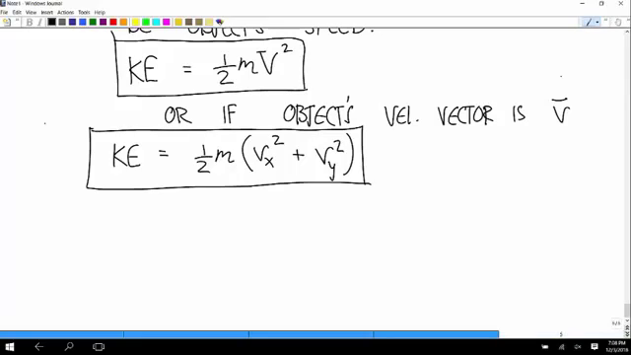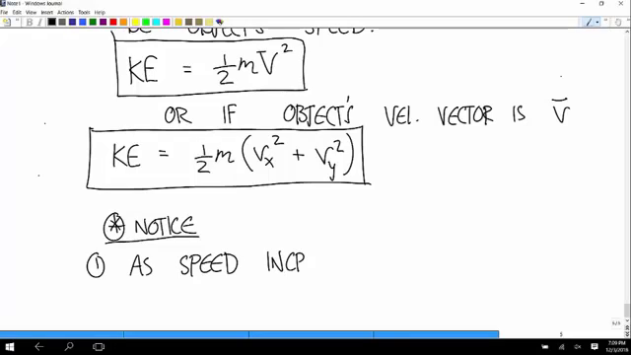So one thing to notice, well, two things to notice. The first one is as something goes faster, it has more kinetic energy. So as the speed increases, the object has more kinetic energy.